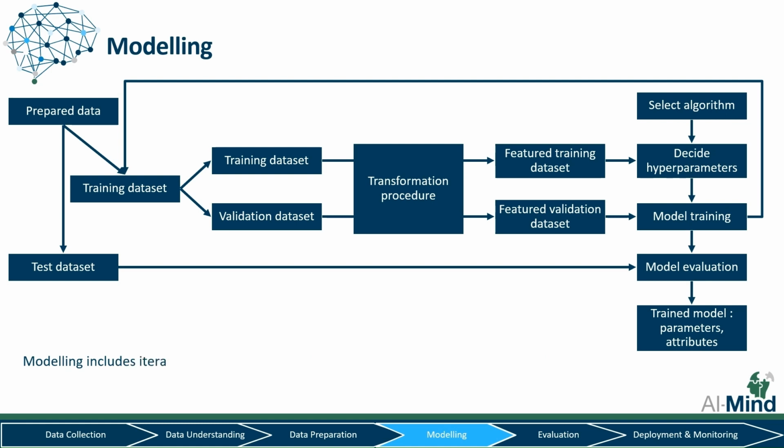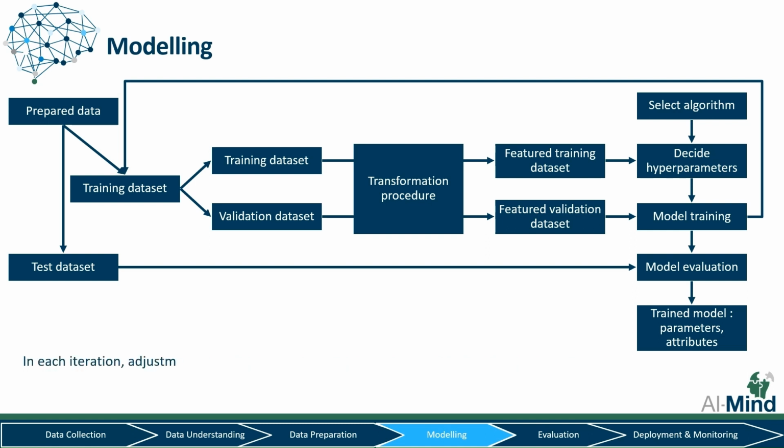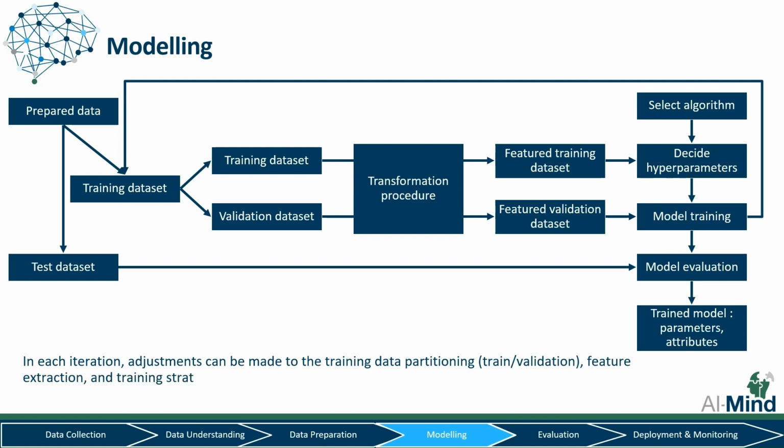Modeling includes iterative processes of data splitting, data transformation, select algorithm, decide hyperparameters, perform model training, model evaluation, and adjustment until satisfactory results are obtained. In each iteration, adjustments can be made to the training data partitioning, train validation, feature extraction, and training strategy, that is, cross-validation, hyperparameter tuning, etc.